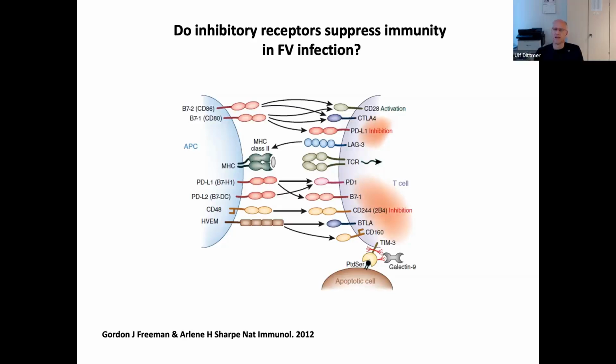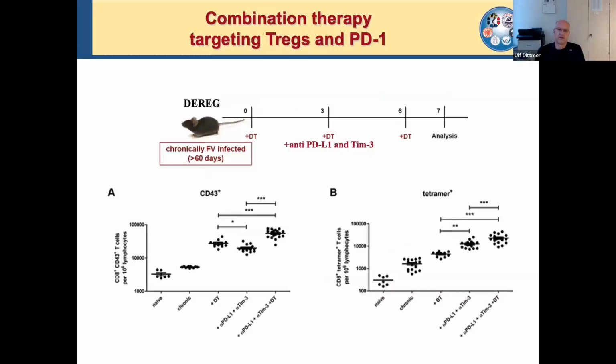So obviously, this exhaustion of CD8 cells that we see in cancer and chronic infection is driven by two different mechanisms. And this is the inhibitory receptors that I show here, and by regulatory T cells. So our idea was, let's combine these two therapies and see if we can really achieve elimination of chronic virus. And this is shown here.